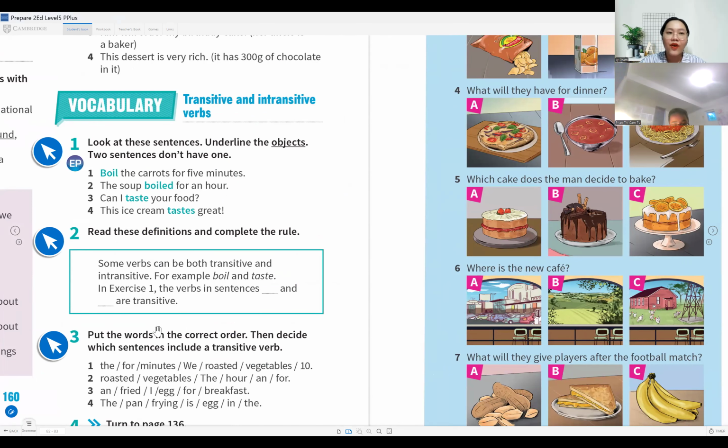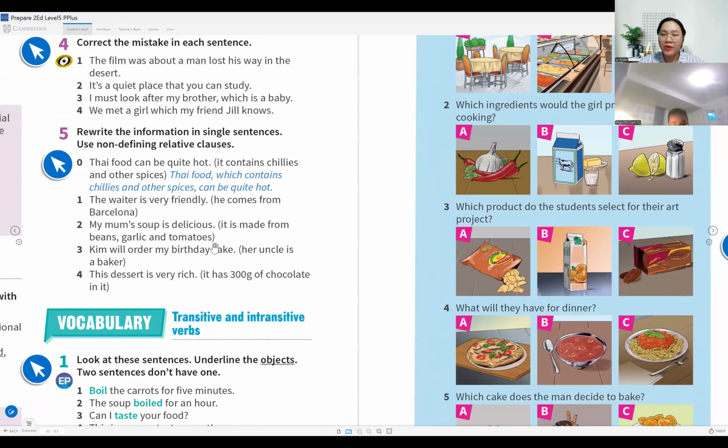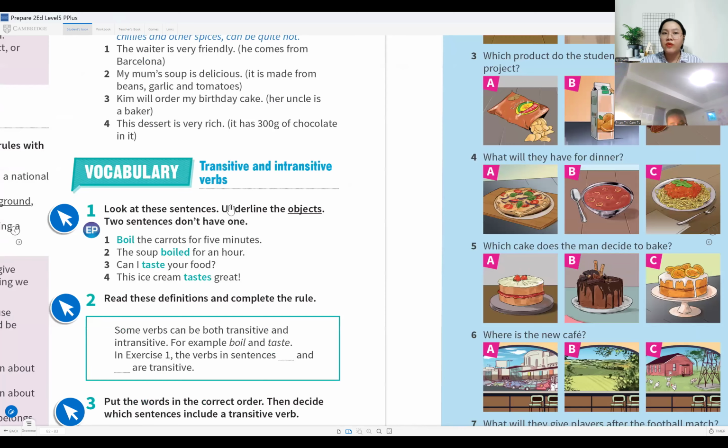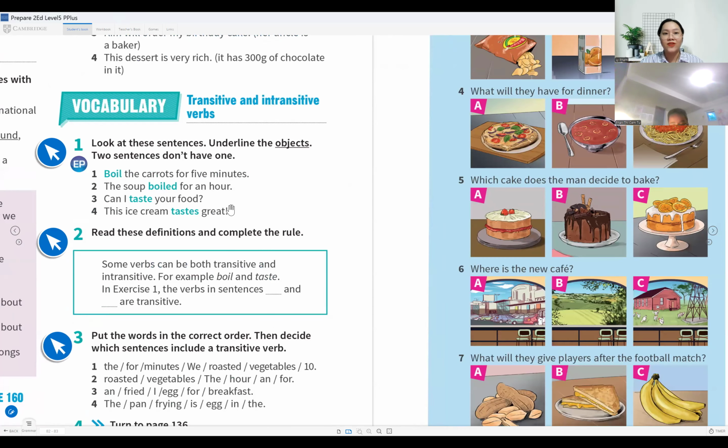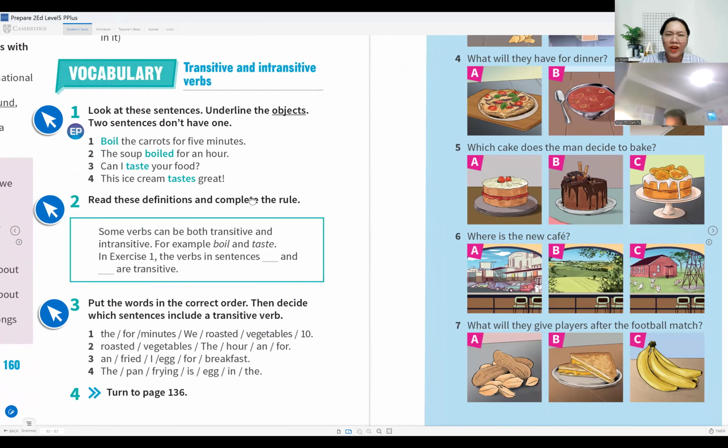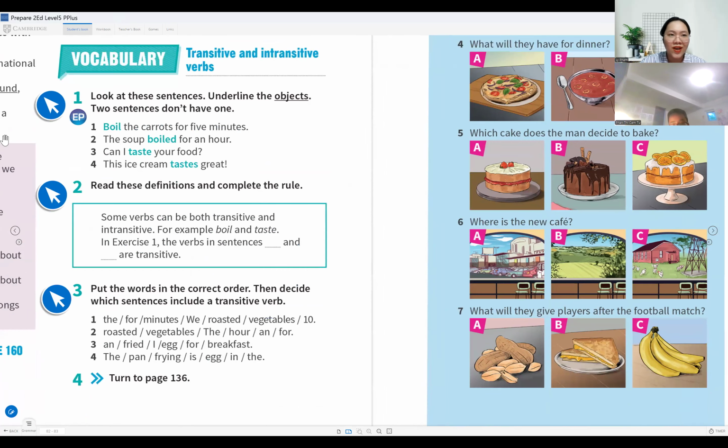Great, thank you. So let's move on to the vocabulary part here. Today we will learn about the transitive and intransitive verbs. So what are they? Let's try to find out. Number one, could you please read these four examples? Look at the sentences. Underline the objects. Two sentences don't have one.